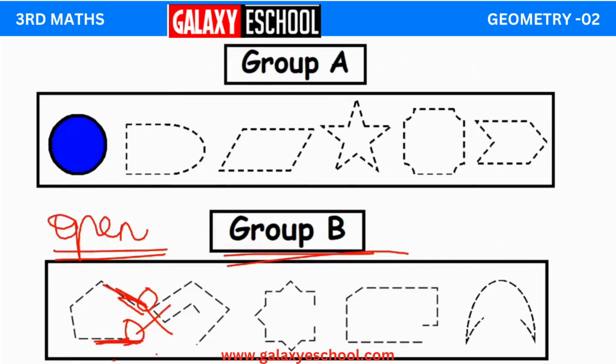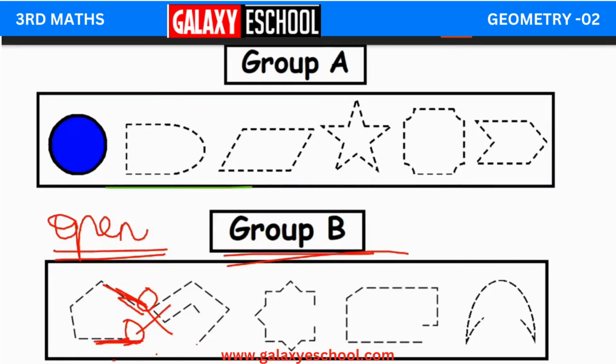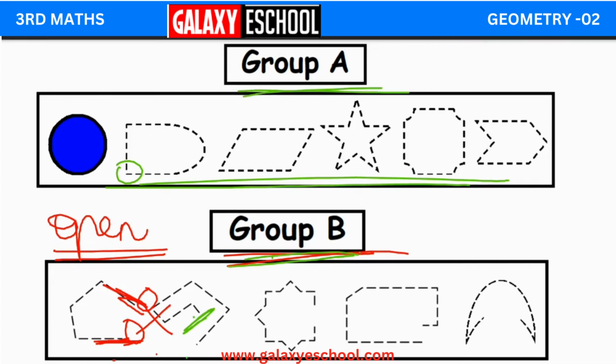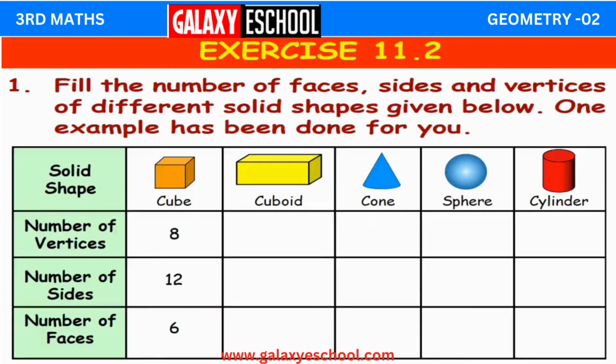Now here the figures in group A are closed figures and the figures in group B are open figures. Yes, we know these figures in group A are closed, and for the figures in group B, the ends do not meet, hence they are called open figures, whereas for group A we call them closed figures.